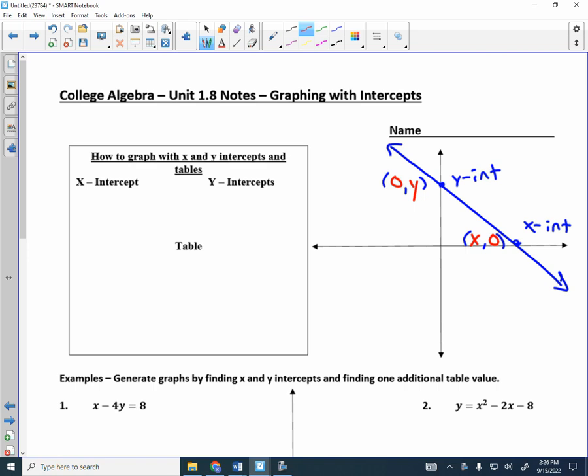So in order to determine the x-intercept, set y equal to 0 and solve for x. For the y-intercept, set x equal to 0 and solve for y.